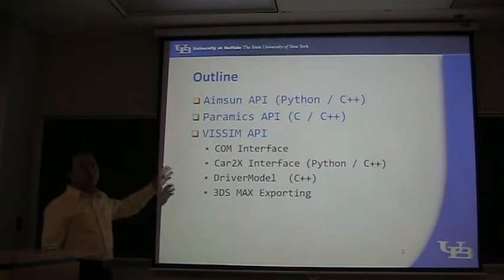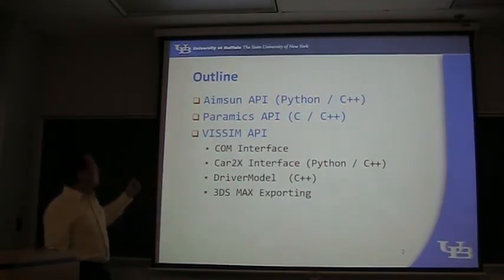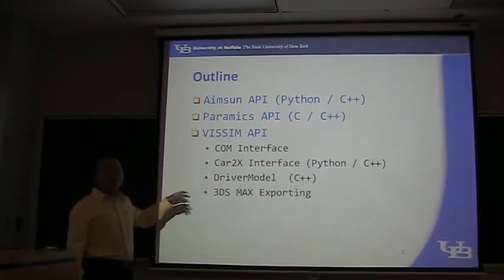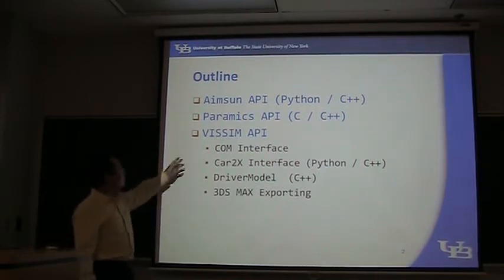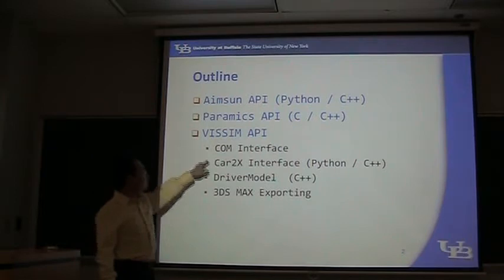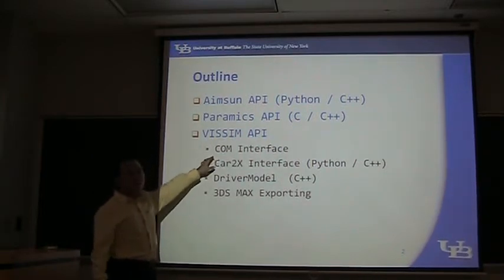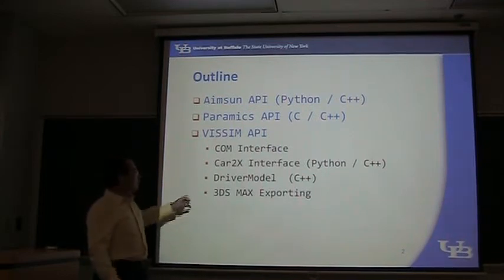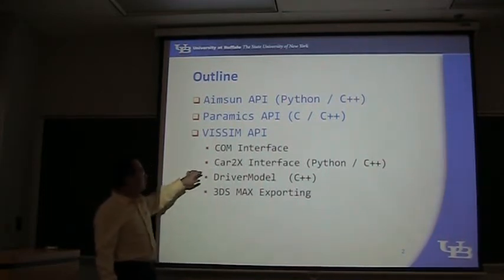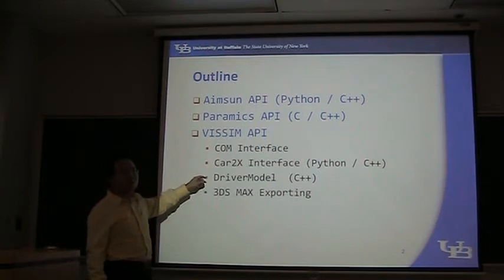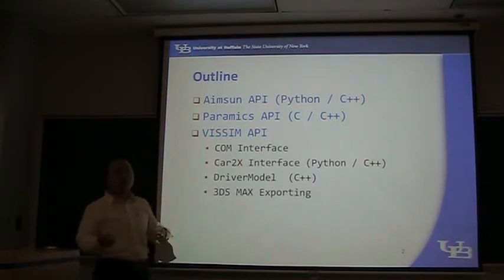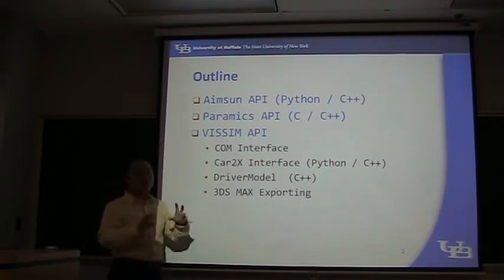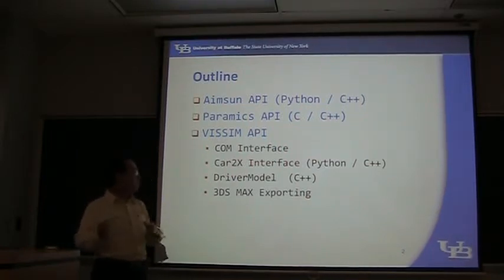MSum. In order to use MSum API, you have to use either Python or C++. And for Paramex, it's purely C or C++. For vSim, it has 3 kinds of APIs, including a COM interface, which allows you to use any kind of programming language. And it has a Python or C++ type car2x interface. Car2x means car to car or car to infrastructure. So it's about the communication between cars and other elements.